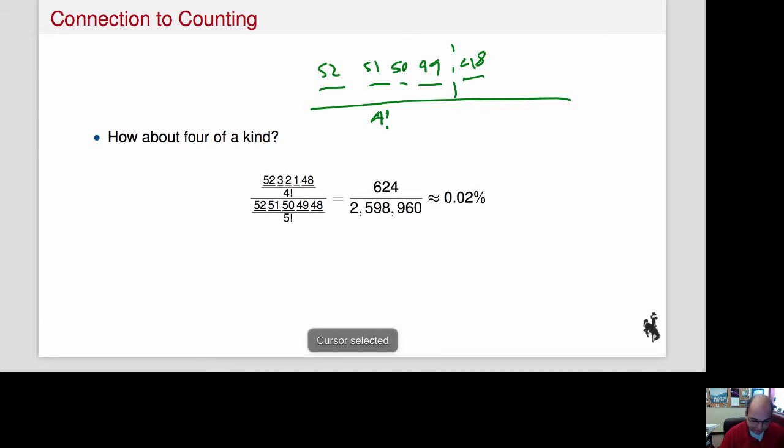And again, let's look at the actual result. There's only 624 of those hands. Okay, so the probability now is 0.02%. That's how unlikely 4 of a kind is. Okay.